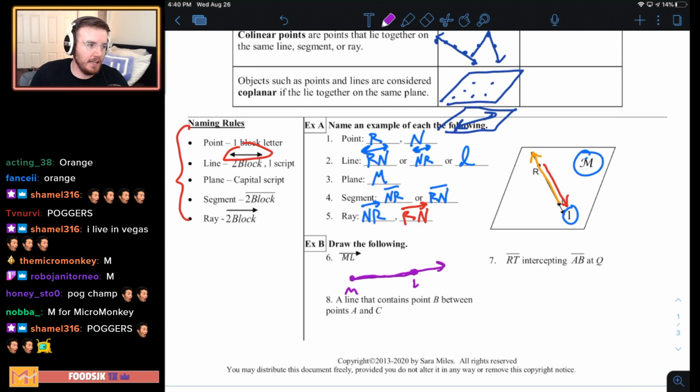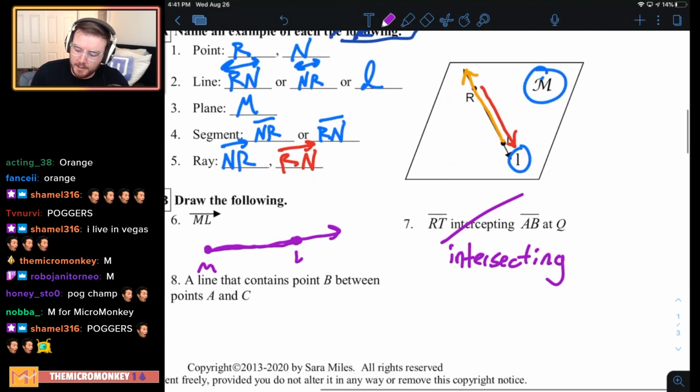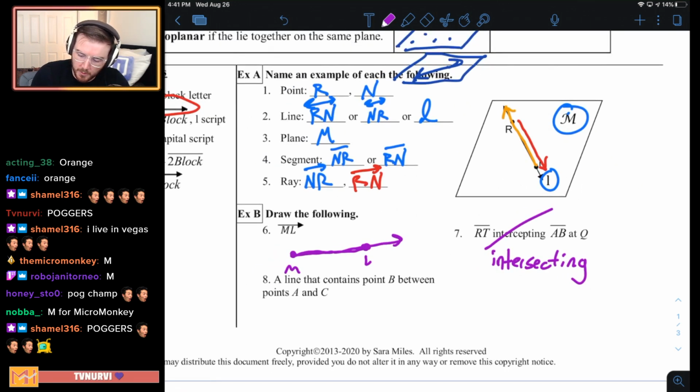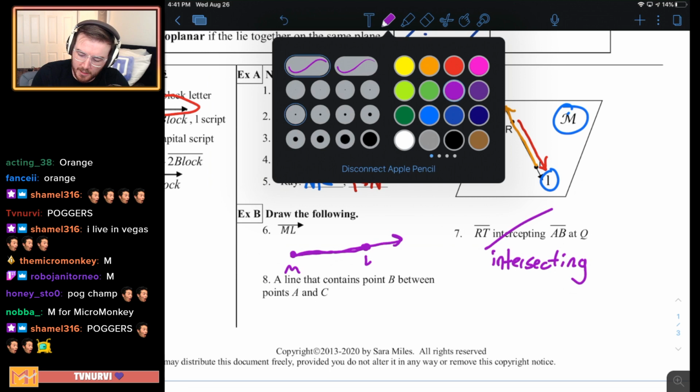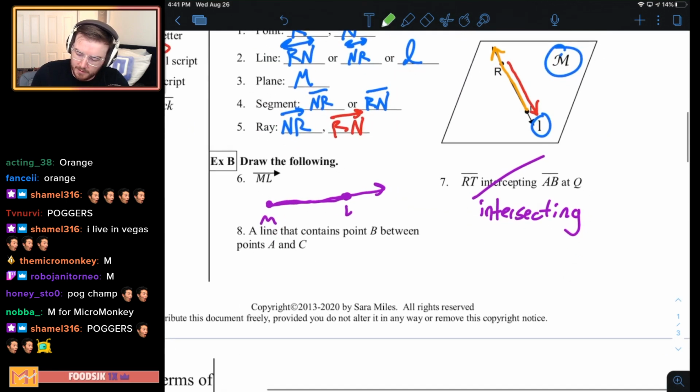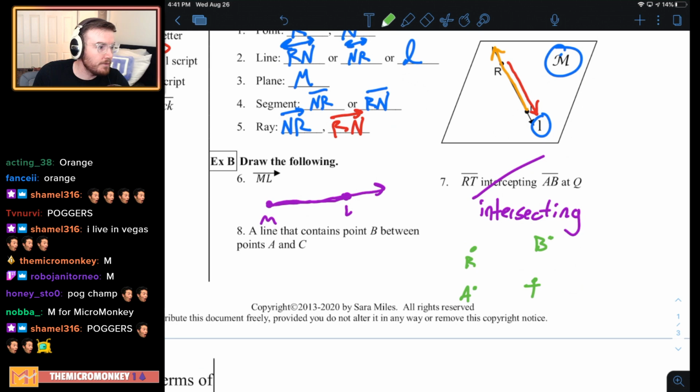RT intercepting. Intercepting is just another fancy word for intersecting. So RT and AB, are those segments or lines? If you want to message in the chat, are RT and AB segments or lines? Here's R and here's T. Here's A and here's B. Is anyone going to message in the chat the answer to that question? Are RT and AB segments or lines?